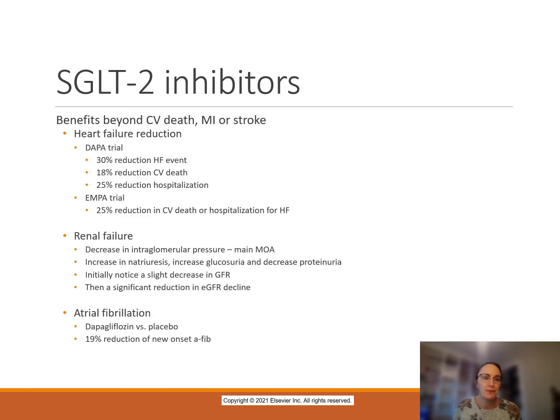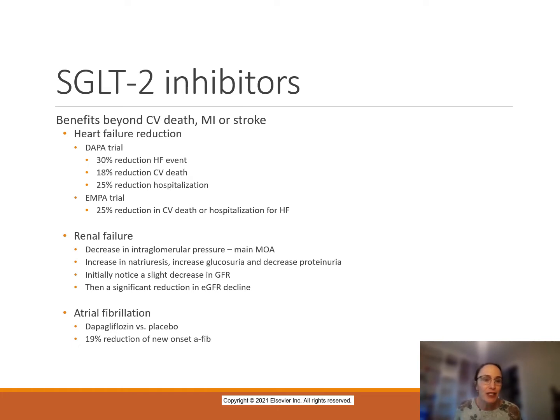When we look at the data for SGLT2 inhibitors in terms of benefits beyond CV death, MI, or stroke, heart failure reduction is a big thing. The dapagliflozin trial showed a 30% reduction in heart failure events, an 18% reduction in cardiovascular death, and a 25% reduction in hospitalization. And the EMPA-REG trial showed a 25% reduction in CV death or hospitalization for heart failure. So these are drugs that we are giving to our heart failure patients, to our cardiac patients, to our kidney patients.